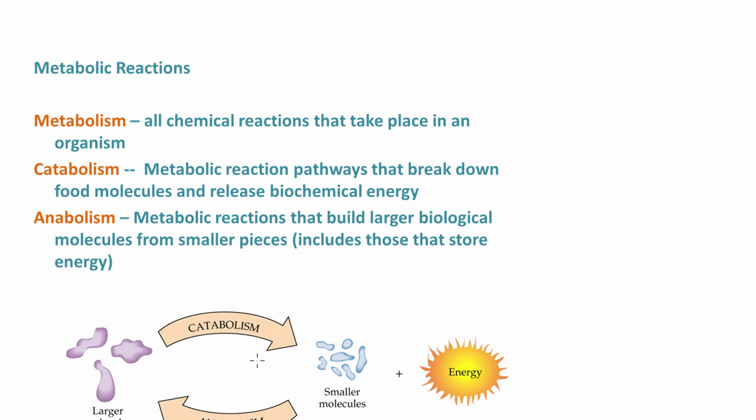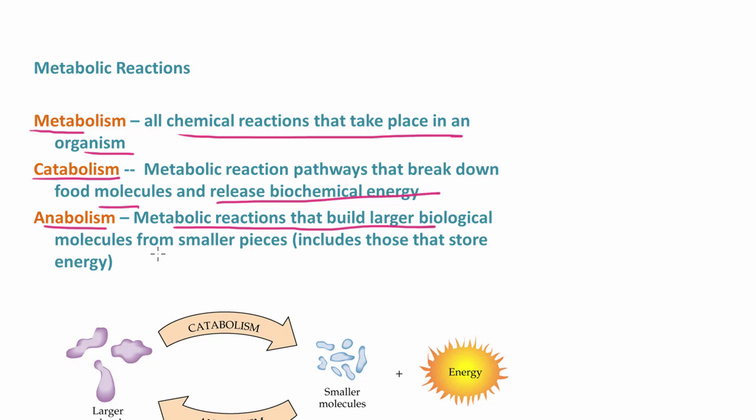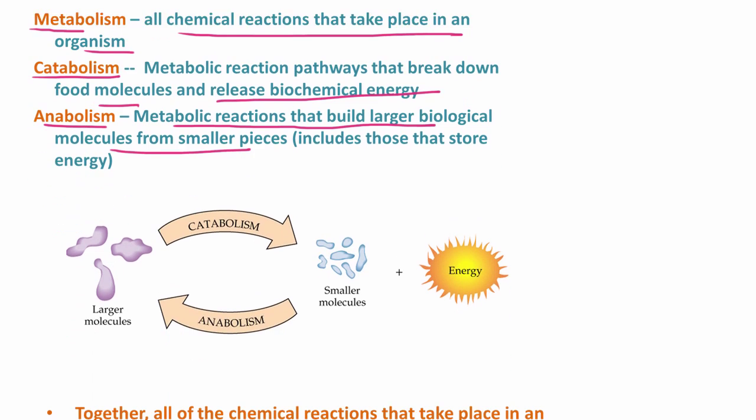So now let's talk about metabolic reactions. Let's go ahead and define metabolism. These are all the chemical reactions that take place in a living organism. Catabolism, these are metabolic reaction pathways that break down food molecules and release biochemical energy. Anabolism, these are metabolic reactions that build larger biological molecules from smaller pieces. That includes those that store energy. So you can think of it this way.